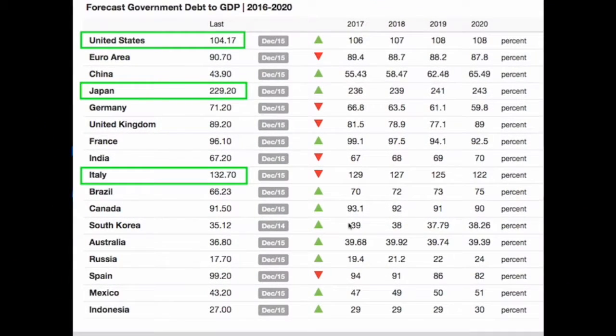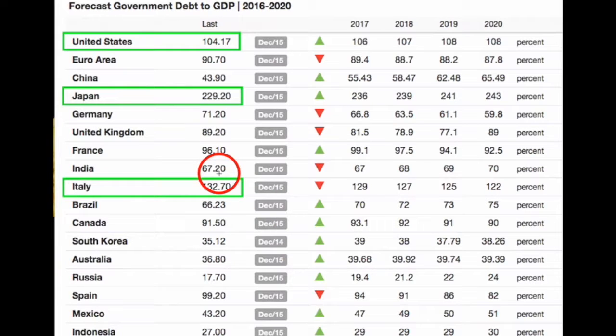Debt to GDP means the debt of a country to its gross domestic product. In other words, the growth of the country. If the country is not growing and its debt is increasing, this ratio tells you how much the country is in debt. And of course, the higher the figure, the more indebted the country is relative to its GDP, which is gross domestic product.